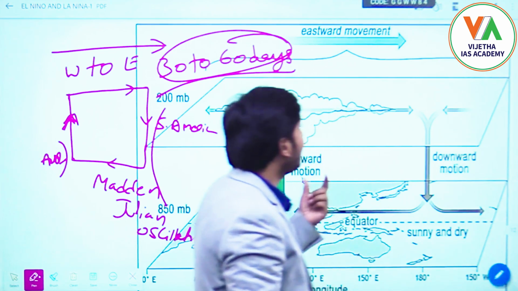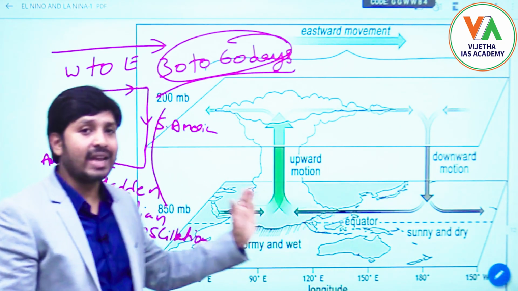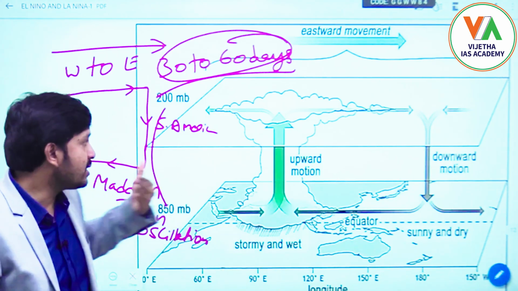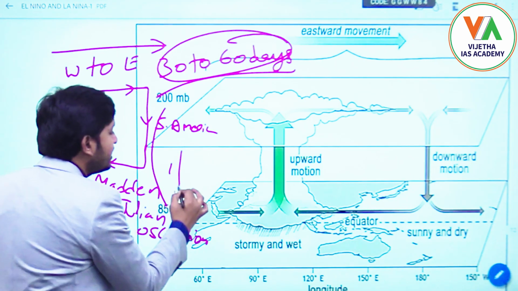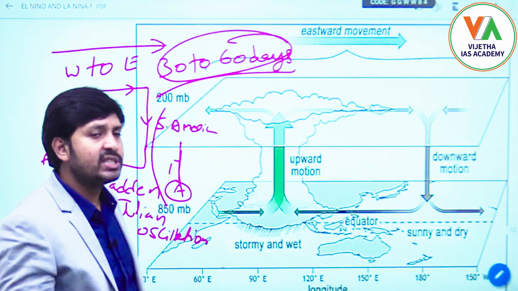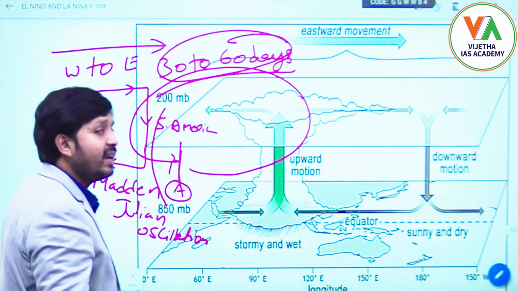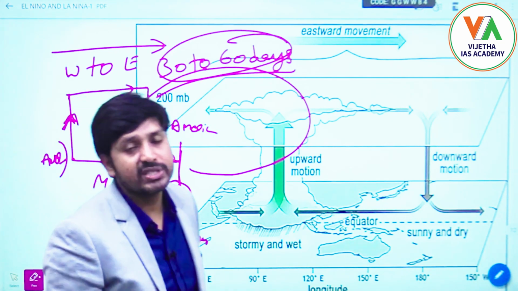So within 30 to 60 days, this cycle will encircle the entire world. Let us assume it has started at this location A today. In between 30 to 60 days, it will encircle the entire world and come back once again to this same location.